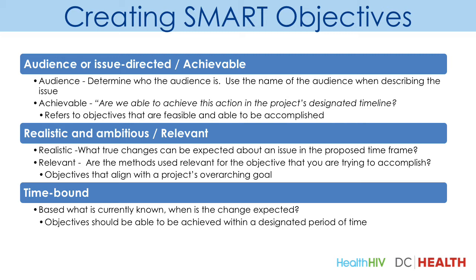If the objective satisfies the audience or issue directed criterion, if you're able to determine who the audience is, you want to use the name of the audience when describing whatever the objective or issue is. With regard to the criterion for realistic and ambitious or relevant, for relevant, will this objective have an effect on the desired goal or strategy? Are the methods used relevant for the objective that you're trying to accomplish? Make certain that there is a clear relationship between the two.